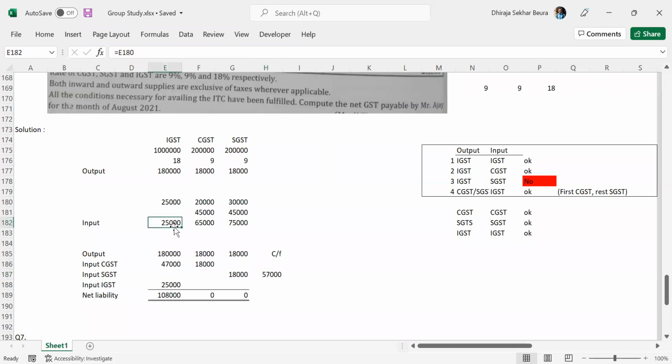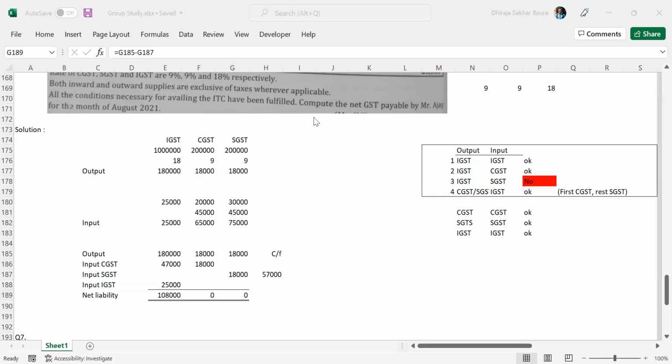Now IGST, 25,000 credit we have, liability we have 1,80,000. So obviously the whole 25,000 can be adjusted against IGST. That comes into IGST section. Now, if you net the credits that we have availed against the liability, we are left with net liability of IGST of 1,08,000 and 0 of CGST, 0 of SGST. Is that okay?